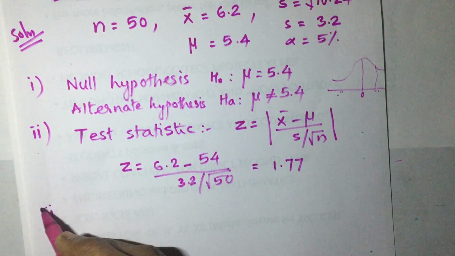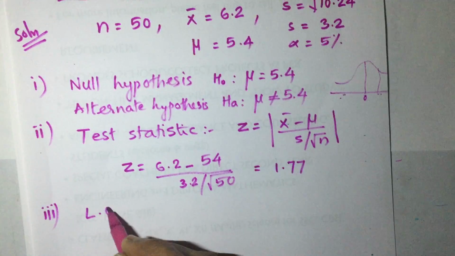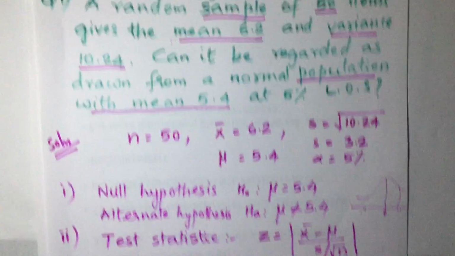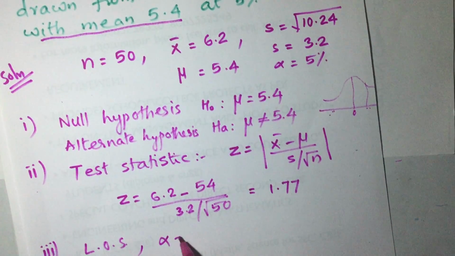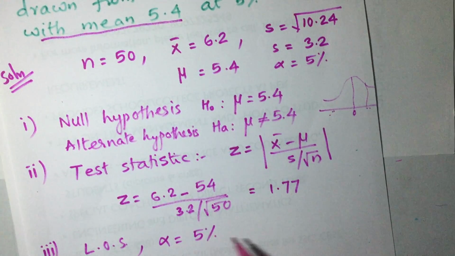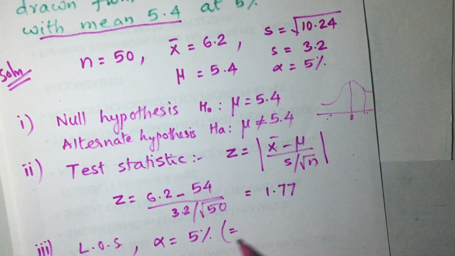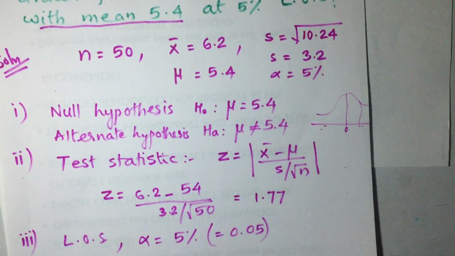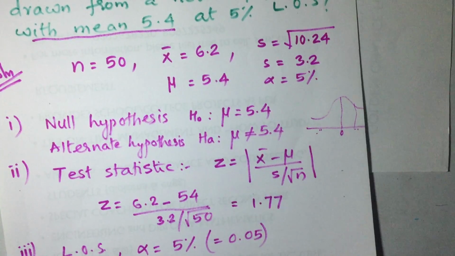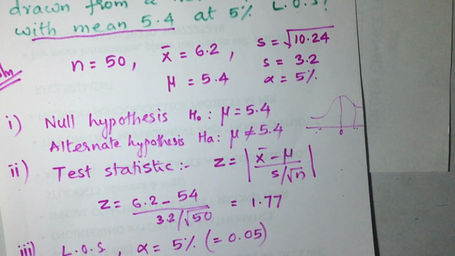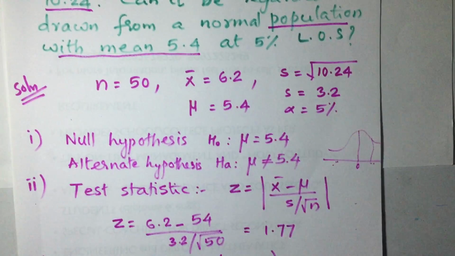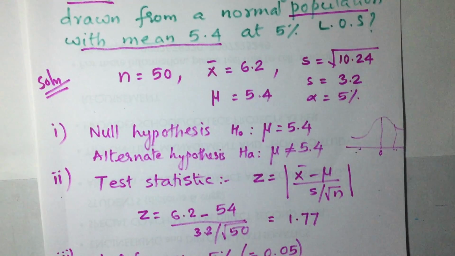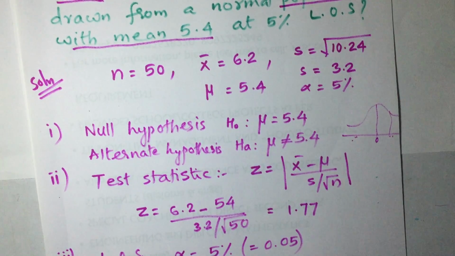Now the third step is LOS, the level of significance. Here the level of significance is given as 5%, so I will take alpha as 5%, or 0.05. If it is not given, it is your option to choose. You can choose 10, 5 or 1 percent level of significance, but as a general case, it is better to always use 5%.